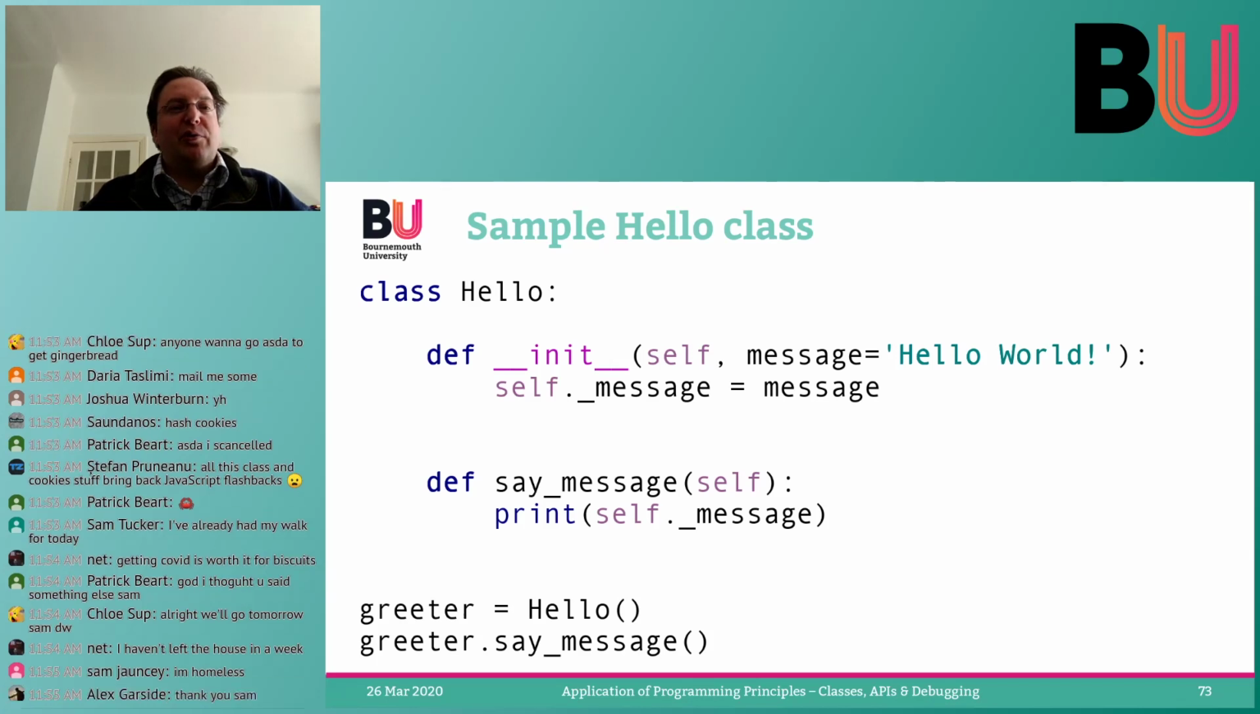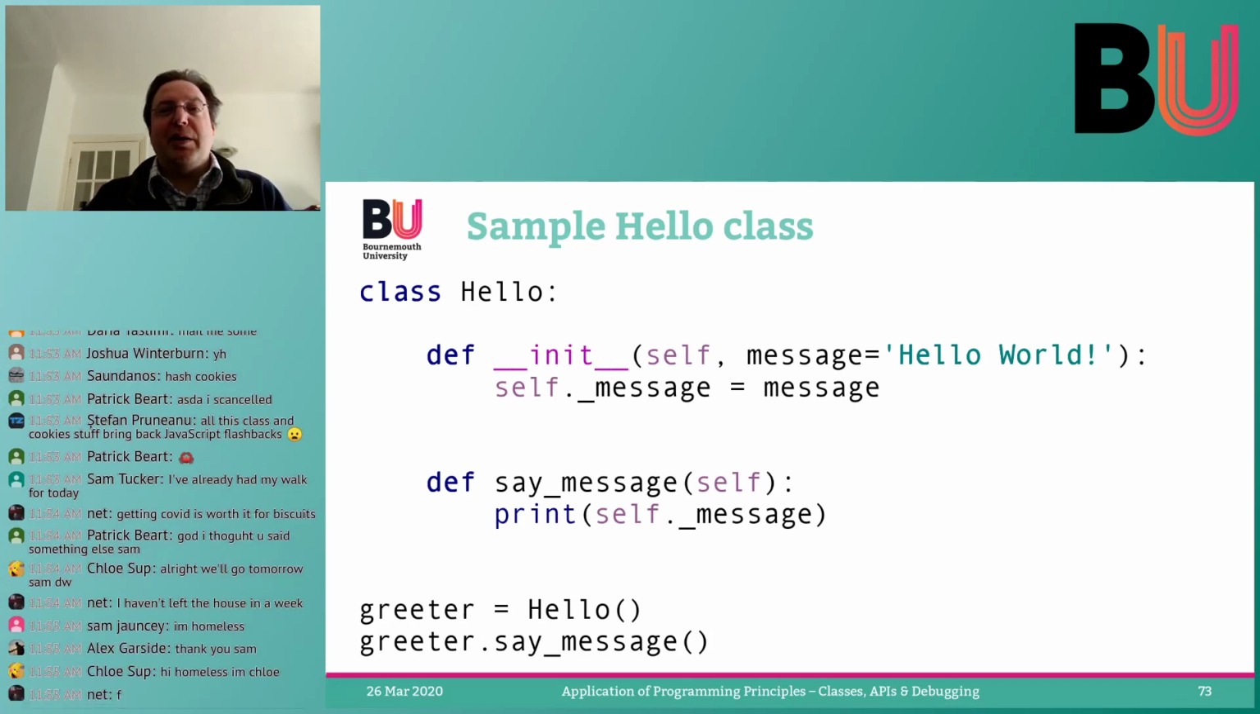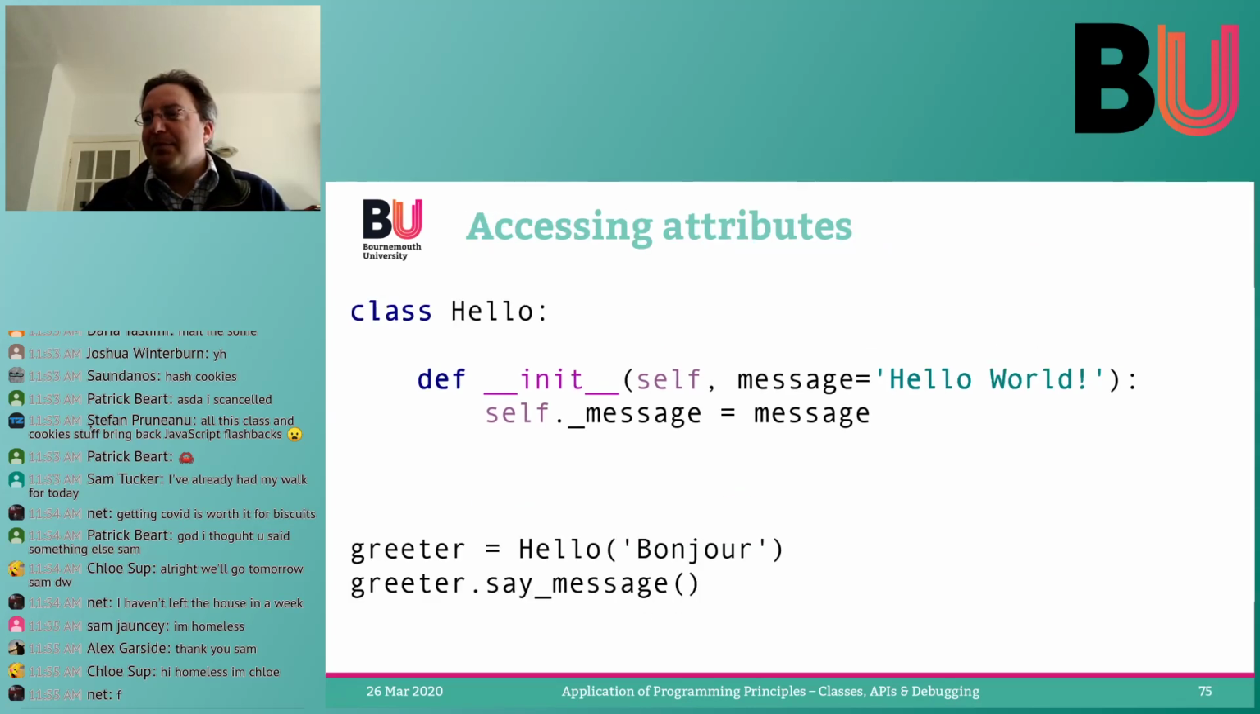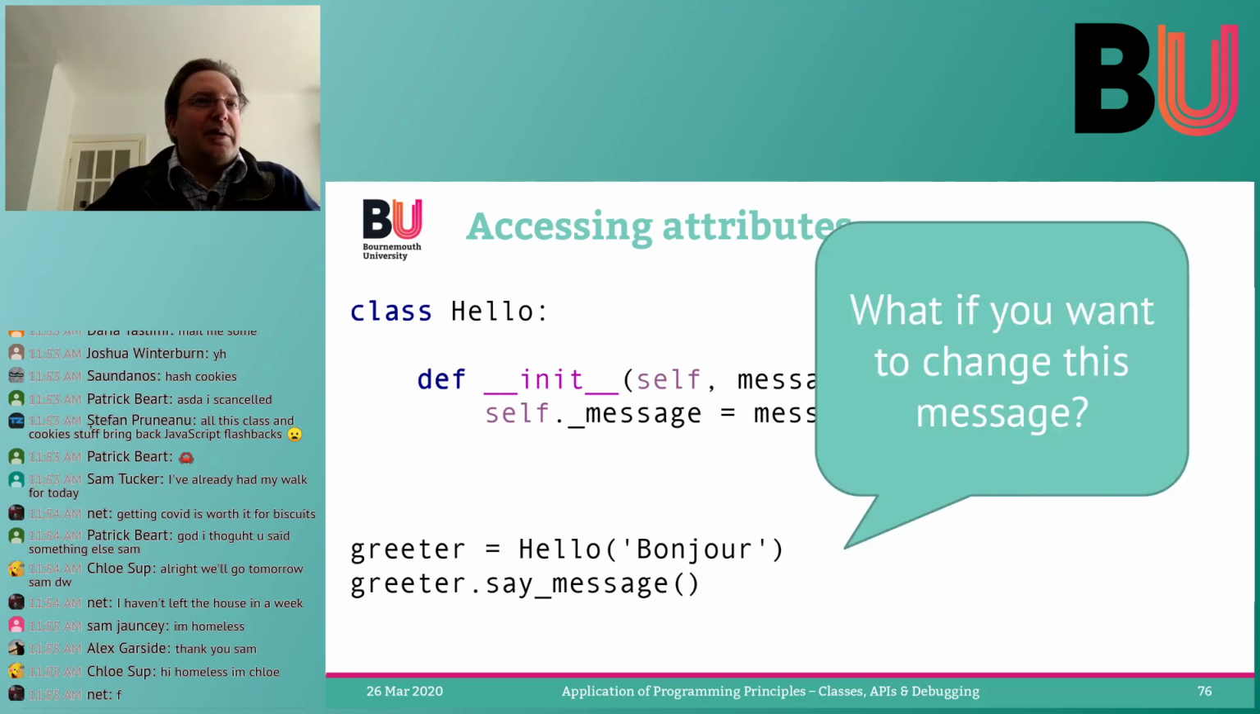And of course, this is how you can use that. And if you have hello that has a different message, then that works. So with an adjusted parameter, we can have hello in French, and that works the same way. Except now we have this parameter and the message is now bonjour instead of hello world. So attributes are just accessed through the .message bit, like I said, and we can change that.